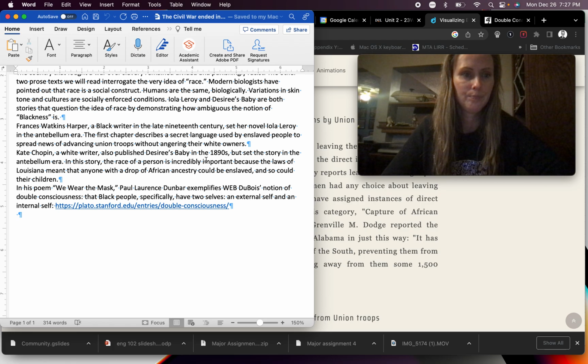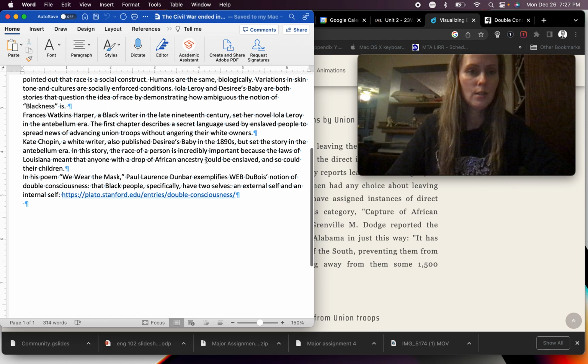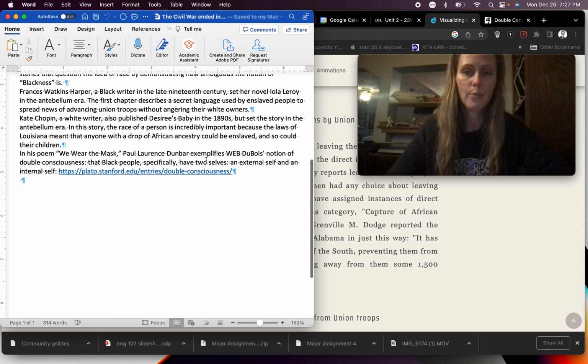their white owners. Kate Chopin, a white writer, also published Desiree's Baby in the 1890s, but set the story in the antebellum era. In this story, the race of a person is incredibly important because the laws of Louisiana meant that anyone with a drop of African ancestry could be enslaved, and so could their children.